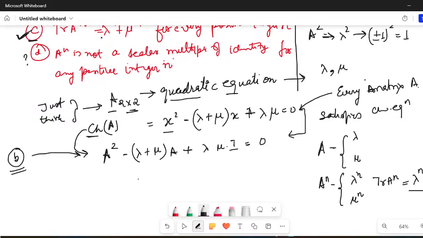I told you it is not necessary that if A has distinct eigenvalues, then A square should have distinct eigenvalues. No, it's not necessary. Option number C is also correct because if lambda and mu are the eigenvalues of A, then for A raised to power n, the eigenvalues will be lambda raised to power n and mu raised to power n. So trace of A raised to power n would be lambda raised to power n plus mu raised to power n. I hope it is clear. Please try to do option number D first and then we'll move to option number B.